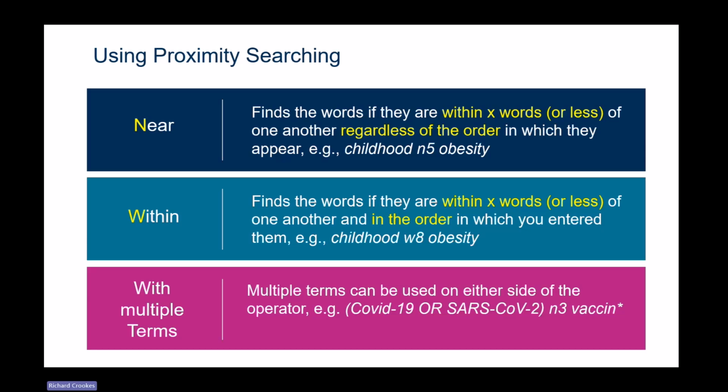Multiple terms can be used on either side of the operator. You can see the example there with COVID-19 or SARS-CoV-2 in parentheses that we search first, so those terms within 3 words or less of vaccine. I've truncated vaccine there, so it's vaccine, vaccines, vaccination, vaccinations, and vaccinated. So you could look at COVID-19 vaccines or vaccinations for COVID-19 or SARS-CoV-2. Again, you can be quite imaginative and creative in how you use these operators to ensure you're maximizing the search experience. That will come with your experience and consultation with others in terms of how you use these features. Again, any questions, please do let me know.